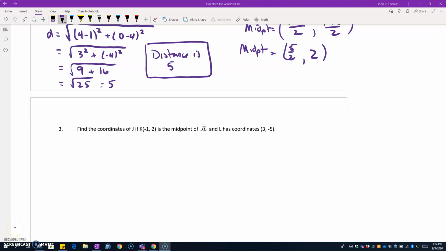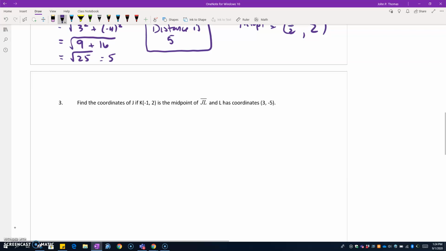To finish up the last two problems on the notes here. And this first one says find the coordinate of J if K is the midpoint of JL. So I'm going to go ahead and draw a picture here. So we have JL and K is the midpoint. So we know those are equidistant. It says K is (-1, 2), and L is (3, -5).